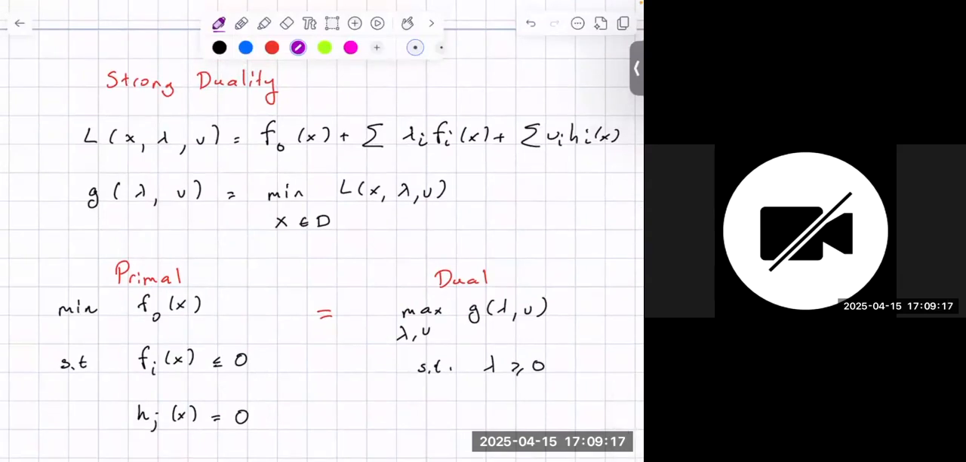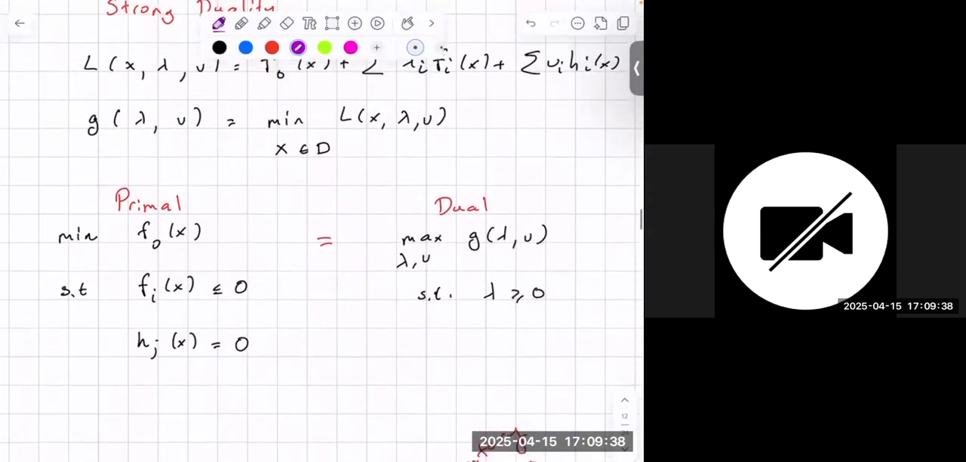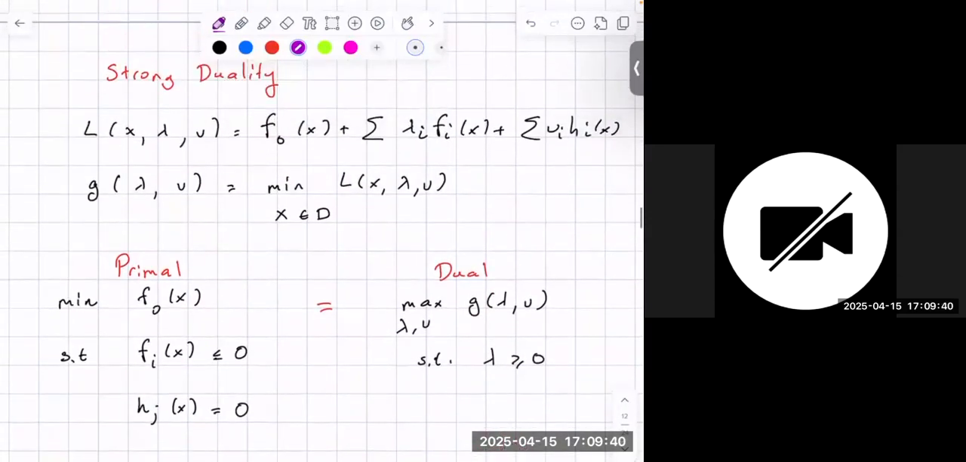Your primal was this, and you defined your Lagrange function, and you defined this g function off of it. Then we were going to maximize this. That was the dual, right? So here is the dual. When they give you the exact same answer, that's when we say there is no duality gap. And immediately, if you don't have any duality gap, there are some consequences.